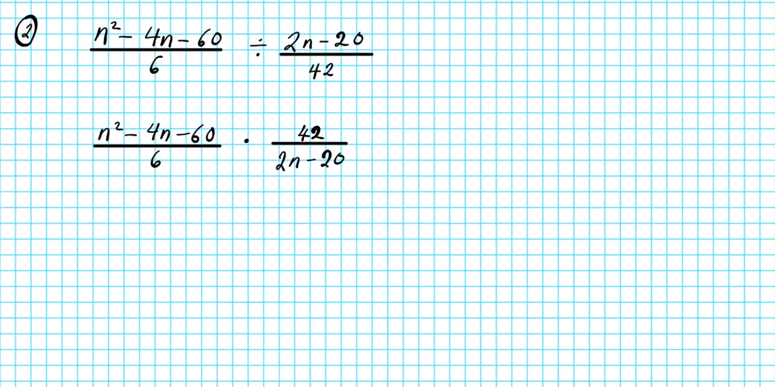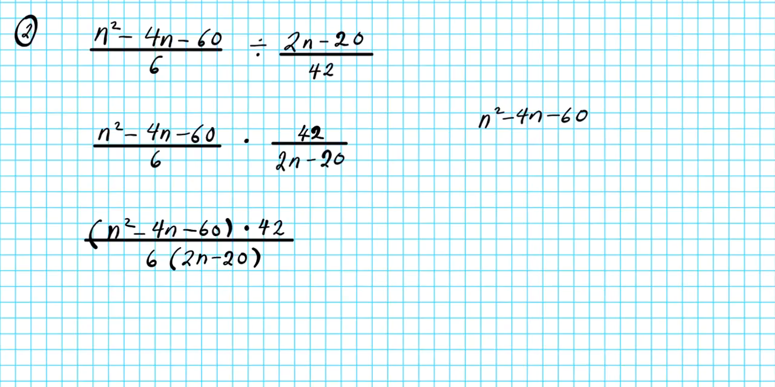So we have the quantity n squared minus 4n minus 60 times 42, divided by 6 times 2n minus 20. Now what we're going to do next is proceed to decompose monomials and factor polynomial expressions with more than one term. Let's start with this trinomial right here. We have n squared minus 4n minus 60.